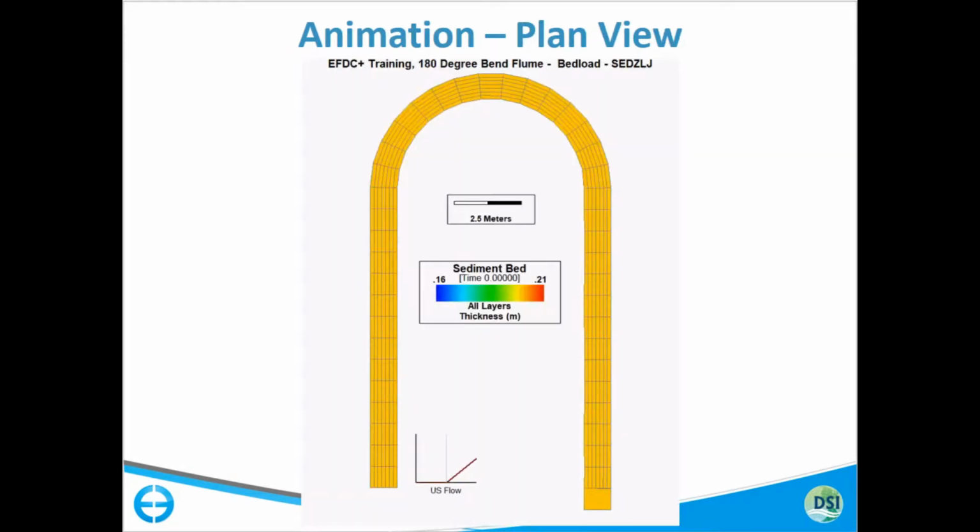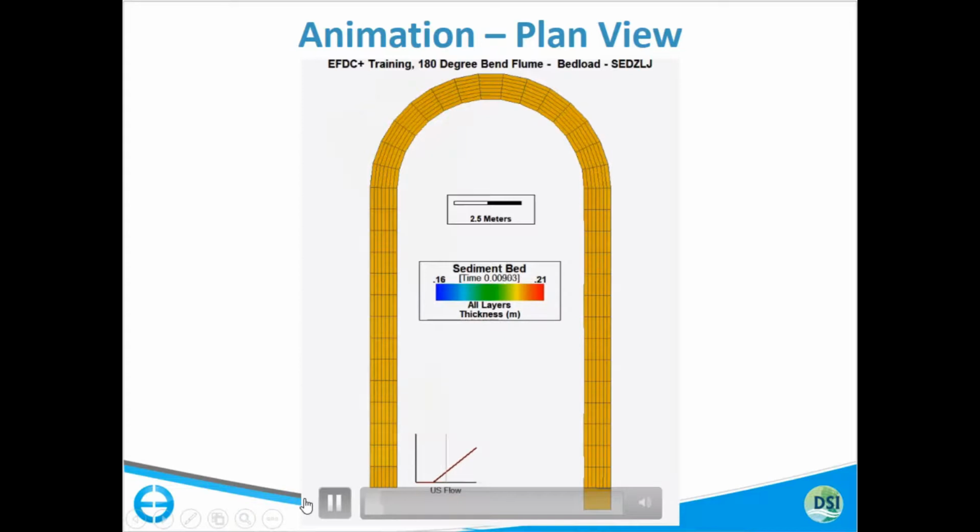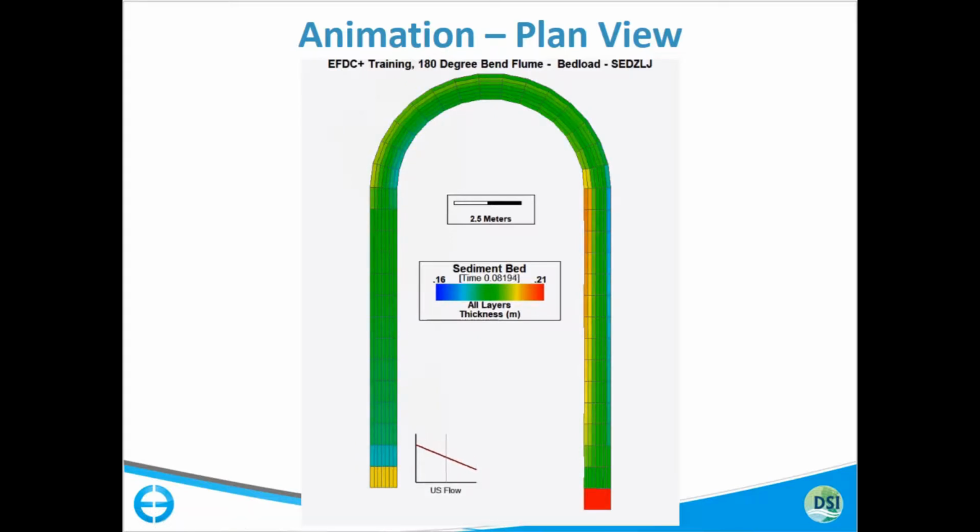In plan view, same time period, we can watch scour and deposition. So this is actually the sediment layer thickness here. We're getting some scour through here, starting to get some scour and some deposition on the leading edge of the curve. As it comes out of the curve, we're getting scour along the outer edge and deposition right there. Exits the curve.